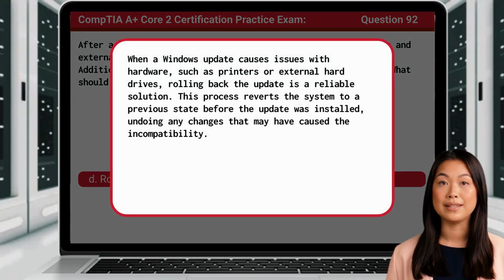When a Windows update causes issues with hardware, such as printers or external hard drives, rolling back the update is a reliable solution. This process reverts the system to a previous state before the update was installed, undoing any changes that may have caused the incompatibility.